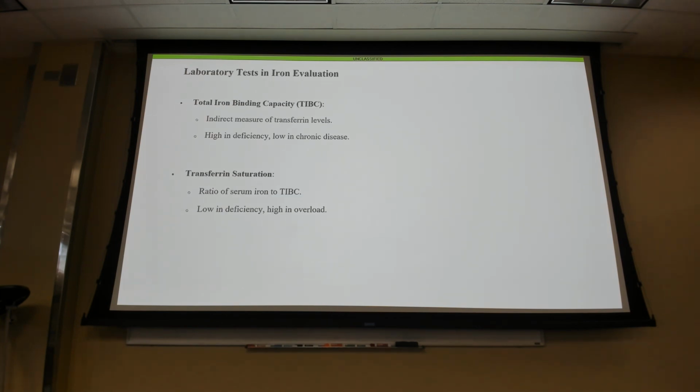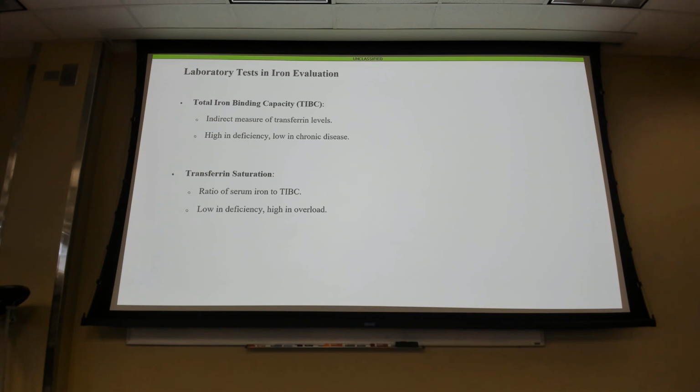And TIBC, so lab values, right? Total iron binding capacity. High in iron deficient states, low in chronic disease. So their body's ability to bind iron. So if the body is low in iron, what happens to your TIBC? Goes up, right? You have increased ability.